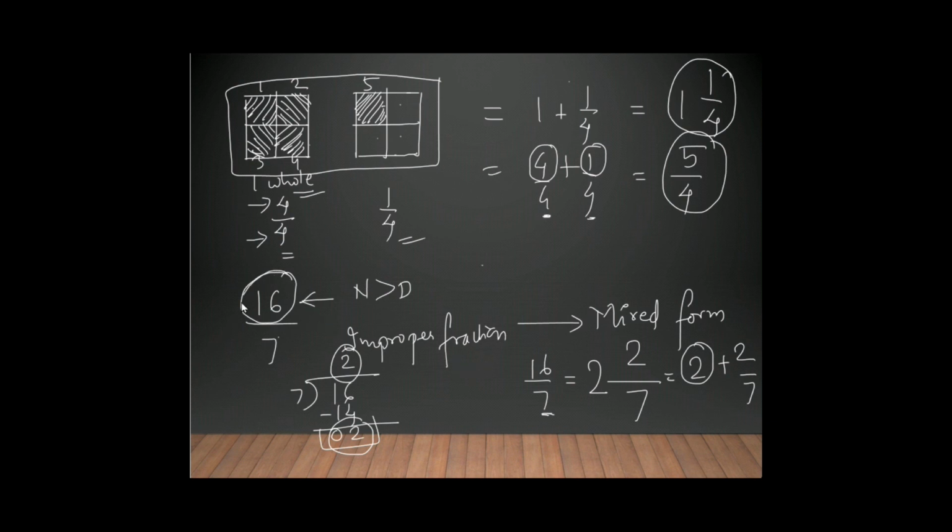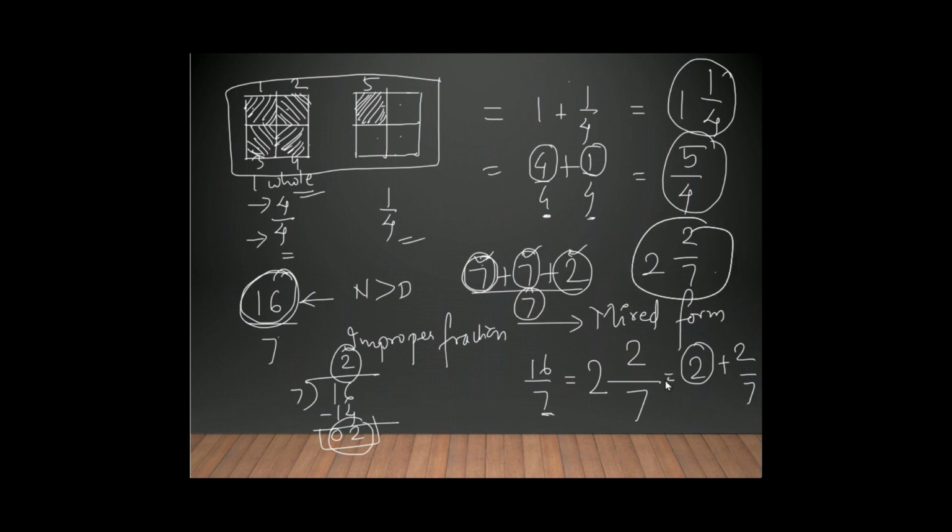I can split 16 up as 7 plus 7 plus 2, which is 14 plus 2, again 16. Because this is 7 equal parts, 7 is one whole, 7 is another whole. So there are 2 wholes and the remainder 2, so 2 and 2/7. This is also one way to write it. But the easier way is to do it by division, because you directly get the answer: the quotient will go in the wholes and the remainder will go in the numerator.